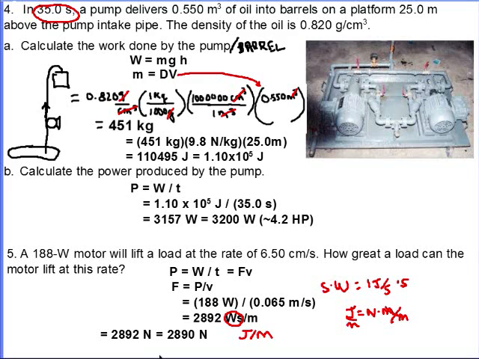And so the answer to this problem is that I could lift an object that weighs 2,890 newtons. It would lift it at 6.50 centimeters per second based on the rate at which it can do work.